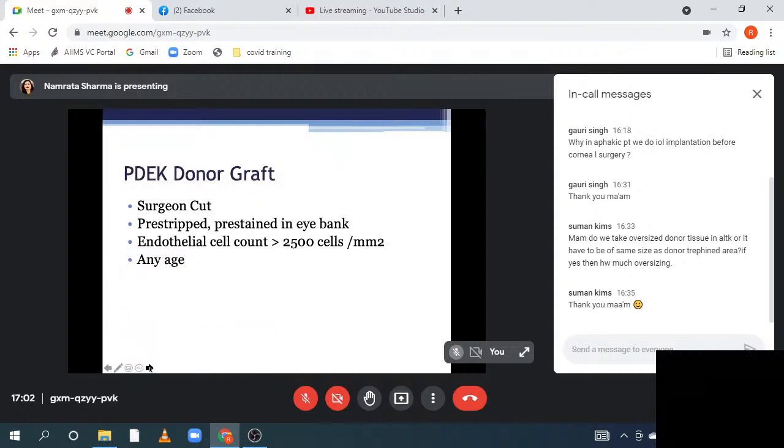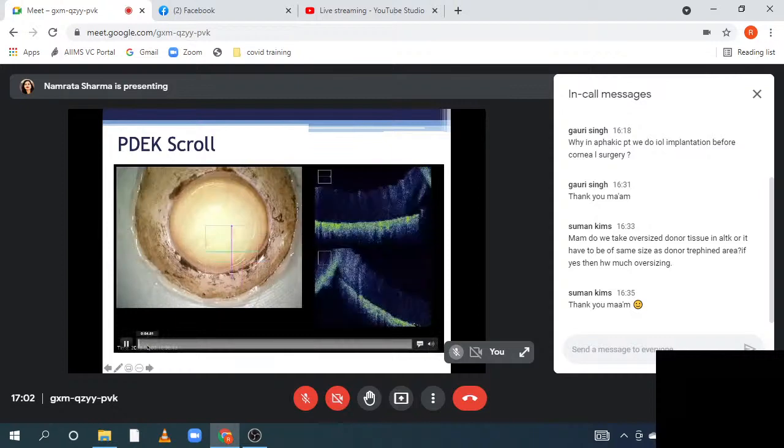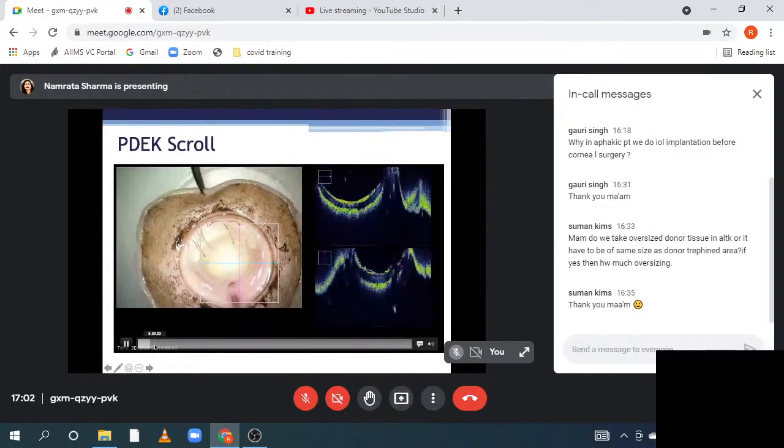It can be surgeon cut or could be pre-stripped. The endothelial cell count has to be good, but the advantage is that you can use grafts of any age. So how you prepare the graft is like this.